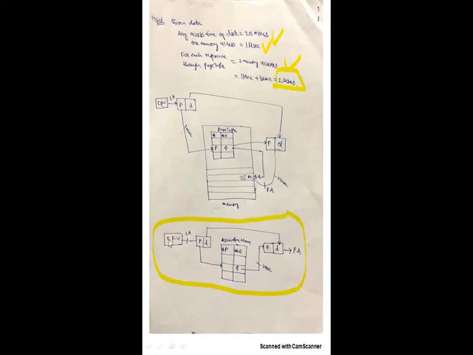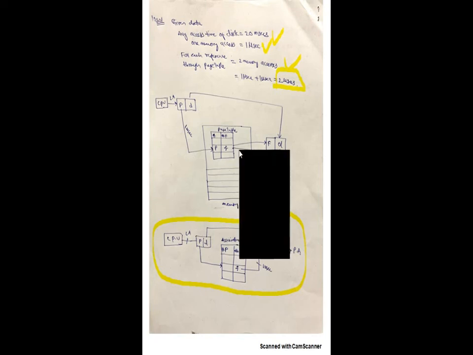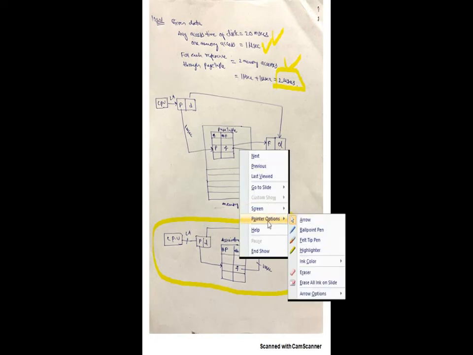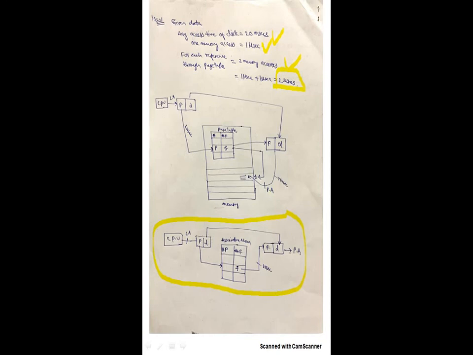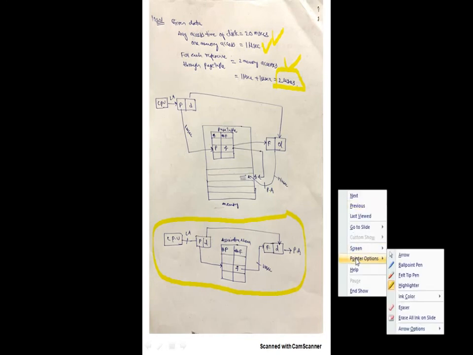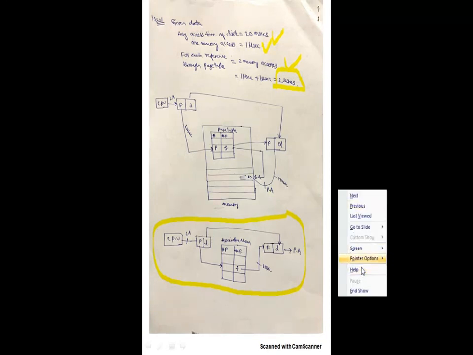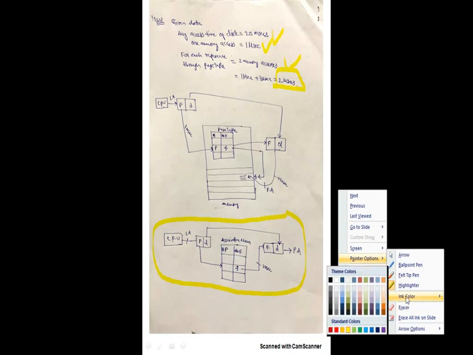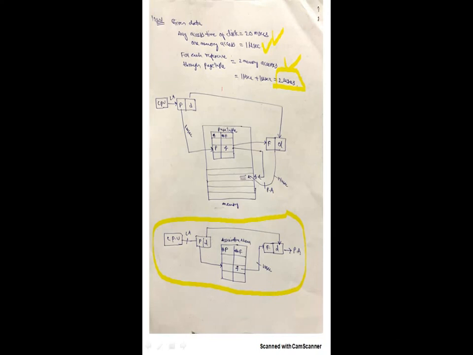Suppose the CPU wants to get a page and that page is not present in the TLB. We call it a TLB miss. So the TLB miss is this case. If there is a TLB miss, what happens? If there is a TLB miss, this will happen, in red color.